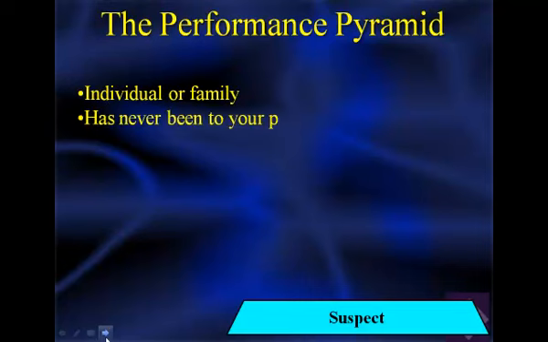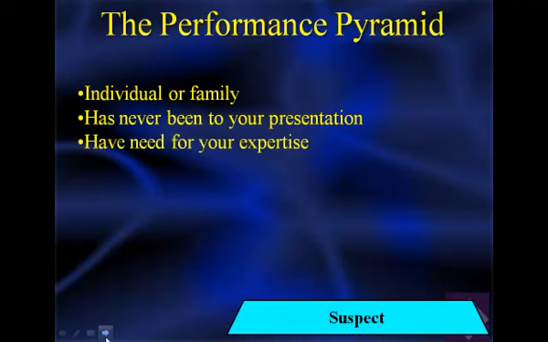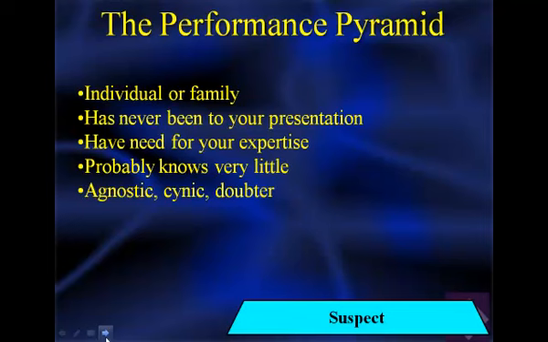We start with suspects. They've never come to your presentation. They really don't know that much about you. But they have a need for your expertise. Probably knows very little about you. And if you were going to assign another name to them, you could call them an agnostic or a cynic or even a doubter. So that foundational level of the performance pyramid is called a suspect. Again, they don't really know much about you. They have some need for your expertise, so they're kind of in the market for what you do, but that's about it. Well, where does it go from there?